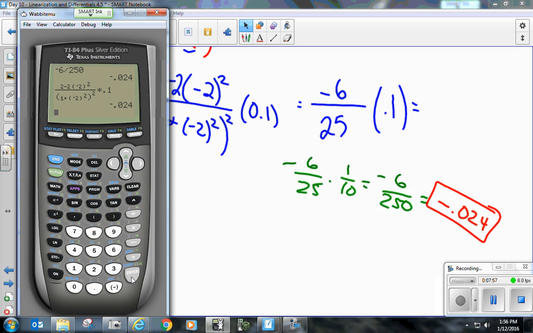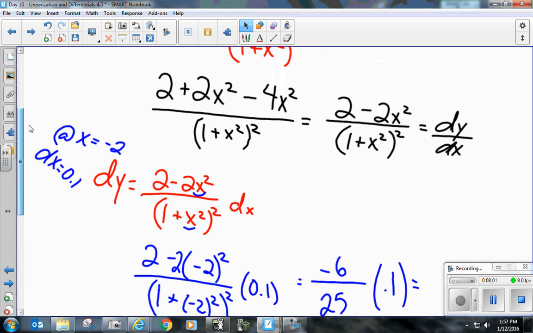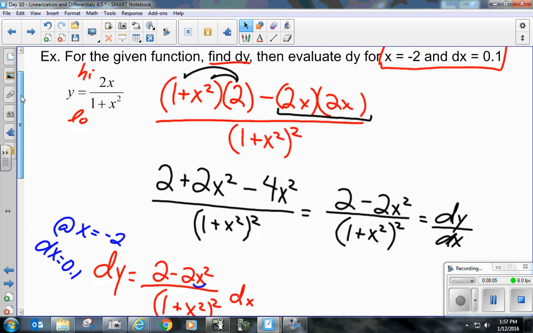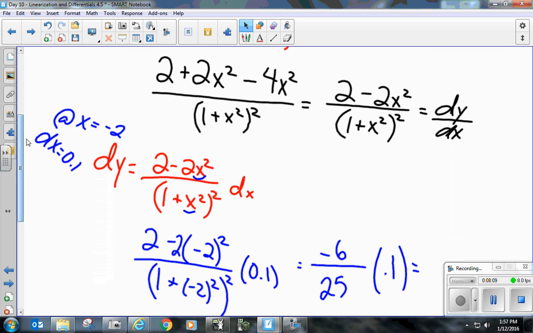So that's it. So, what do we have here? Well, we've got to find the derivative. We did the quotient rule, low d high minus high d low, draw a line and square below. Once we got that, we just put the dx on the side with my numbers and variables, the dy alone. And I just plugged in my x and my 0.1.